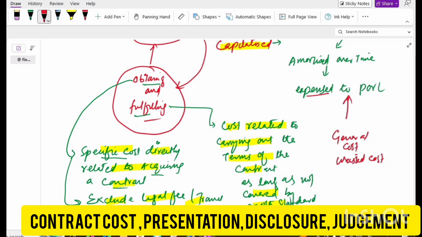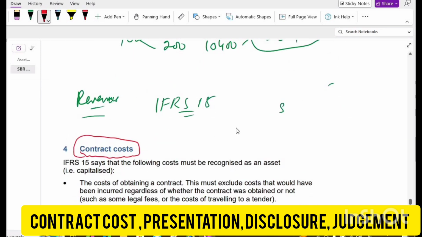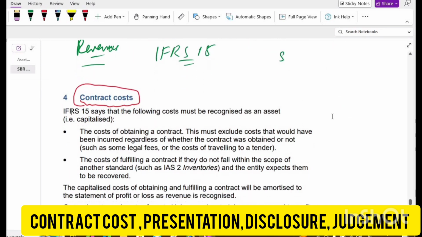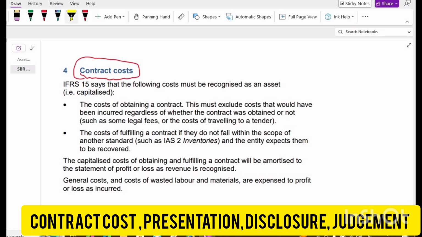So what we have actually studied is this. You see here, IFRS 15 said that the following cost must be recognized as an asset, meaning capitalized. The first one is the cost of obtaining a contract. The second one is the cost of fulfilling a contract. Clear? So this cost of obtaining a contract must exclude the cost that could have been incurred regardless of whether the contract was obtained or not.